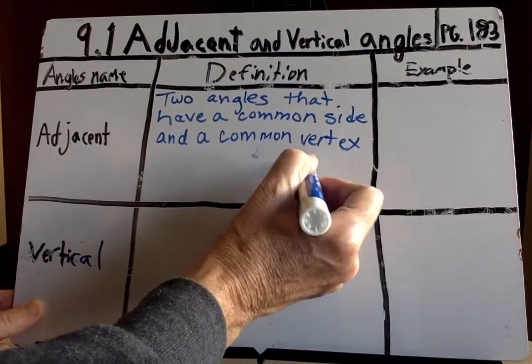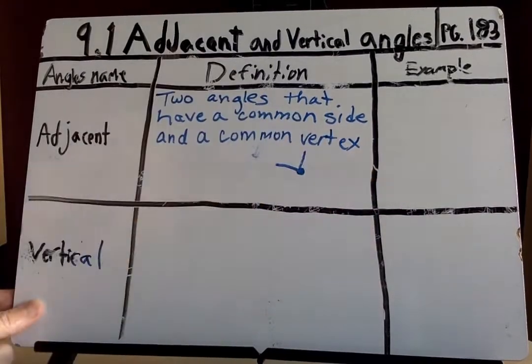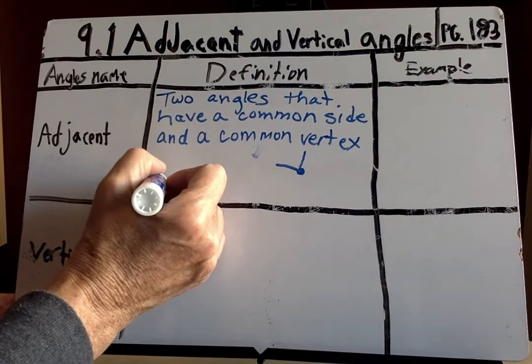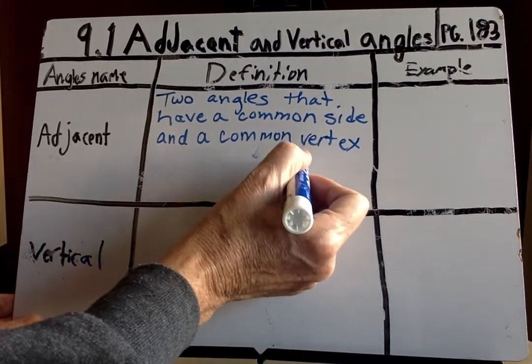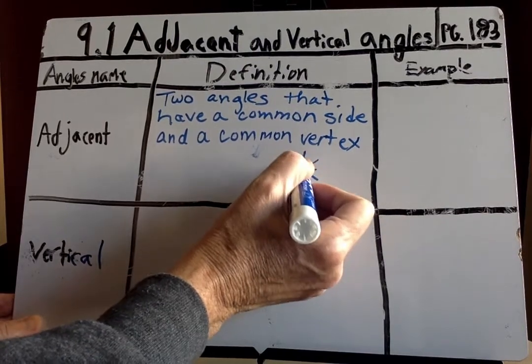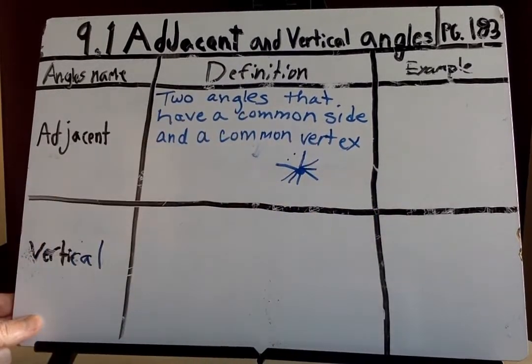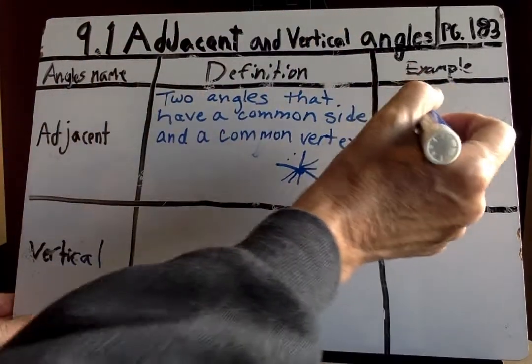And by vertex, it's the point where the angle meets. That's a vertex right there. You can think of it as like if this is your mouse, it's like the nose of a mouse right there, okay? So here's an example of two angles that are adjacent.